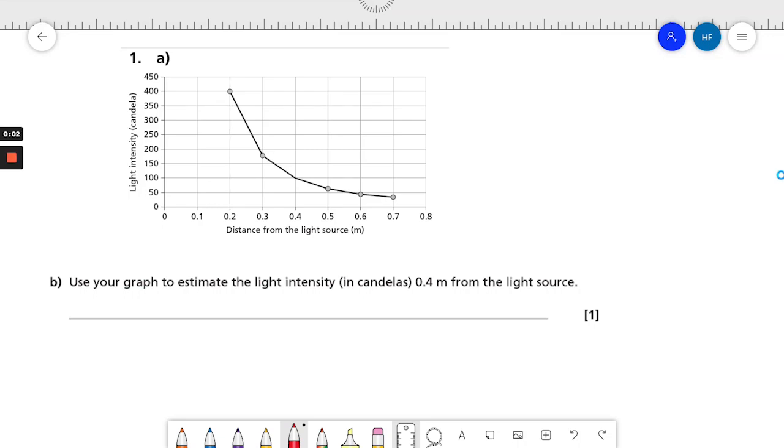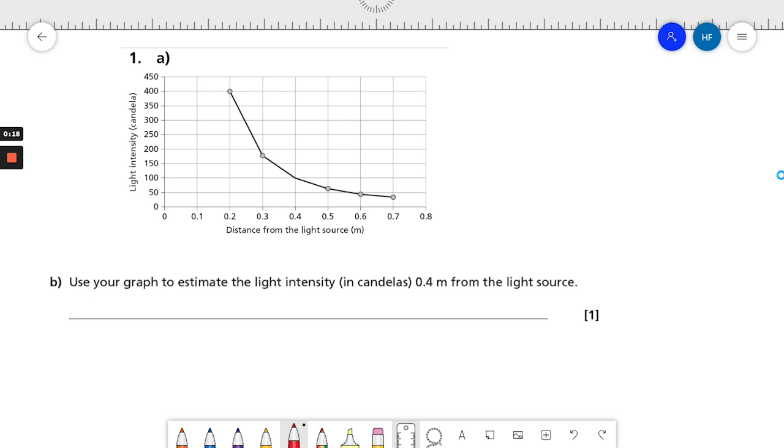Let's have a look at this exam style question. The question says, use your graph to estimate the light intensity, and in brackets it says in candelas, at 0.4 meters from the light source, and that's 1 mark.